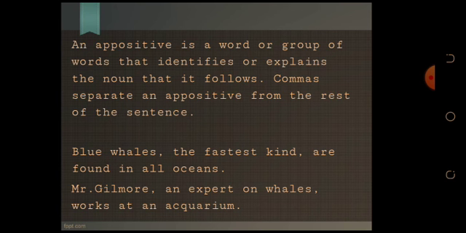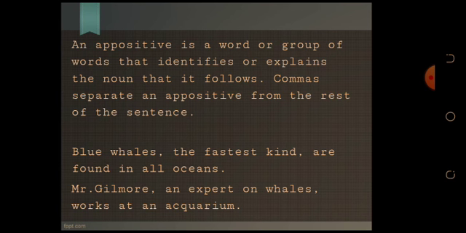Now, if you're saying, Mr. Odiji, our English teacher, is not here. Mr. Odiji is the noun itself. Our English teacher is an appositive because it identifies Mr. Odiji, or it describes Mr. Odiji, or it explains Mr. Odiji. Therefore, it needs to be set off by commas.